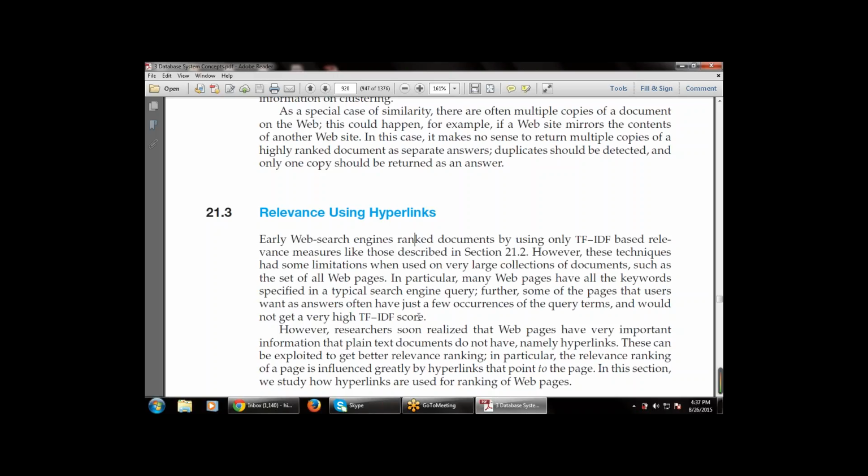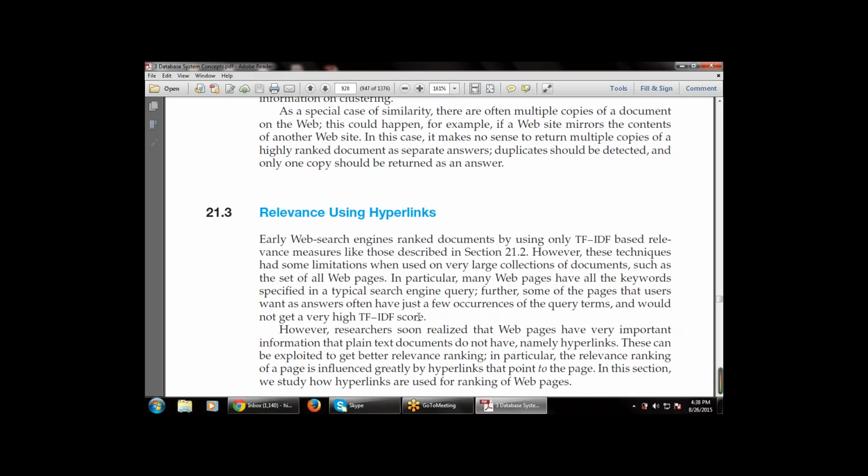However, these techniques have some limitations when used on a very large collection of documents, such as the set of all web pages. In particular, many web pages that have all the keywords specified in a typical search engine query are not the pages that users want as an answer, and the pages that users want often have just a few occurrences of the query terms. So we would not get a very high TF-IDF score for the relevance of the document. Relevancy is therefore also defined by using the hyperlinks that are available with the document.